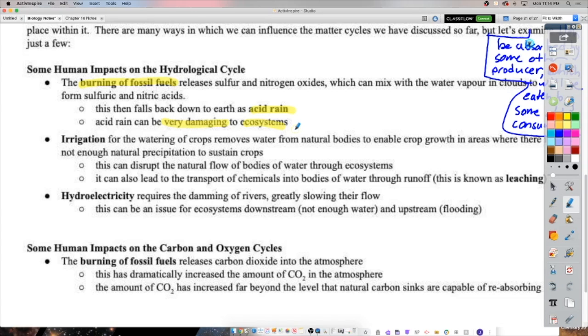Irrigation is a way that humans impact it. So, irrigation is when you basically remove water from a natural body of water to do whatever you will, usually to enable crop growth, usually for watering crops. And this is great if you live in a place without much rain and you're a farmer, right? But what it can do is disrupt the natural flow of bodies of water through ecosystems.